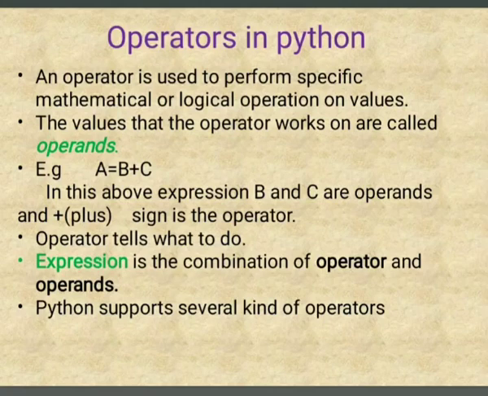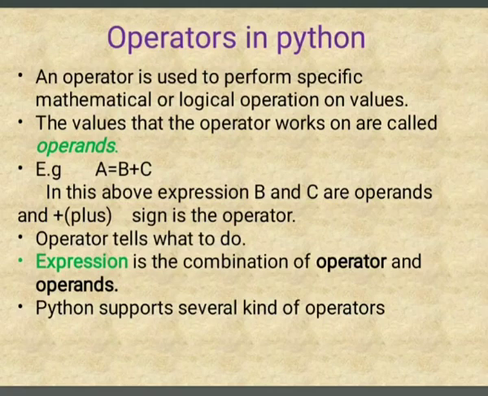So the operator is used to perform a specific mathematical or logical operation on values. The values that the operator works on are called operands. So in this particular expression, A = B + C, B and C are known as operands. Plus is known as the operator. Plus tells you what to do. Operands are the values on which the operation will be performed. We have to add, but what? B and C. So B and C are acting as operands, and plus is acting as the operator.